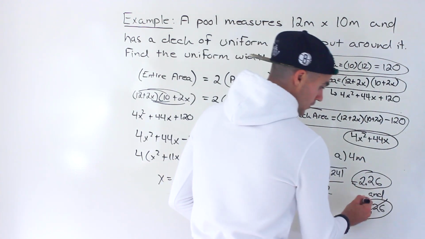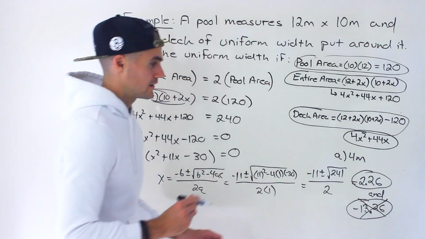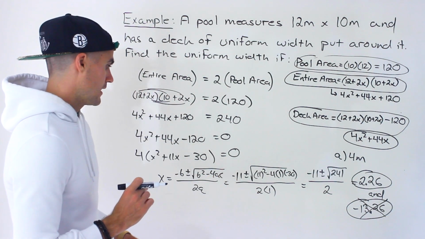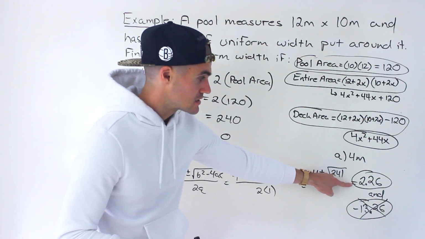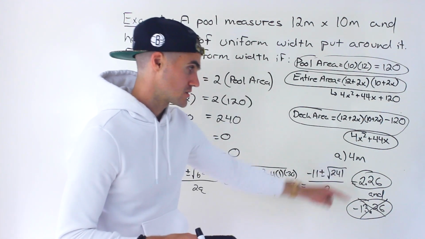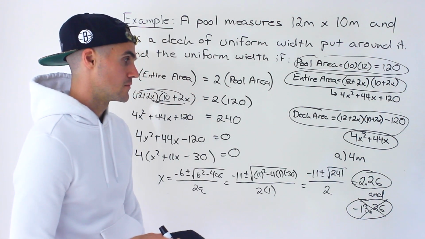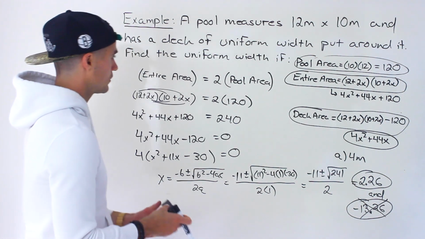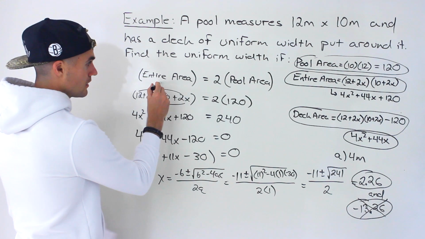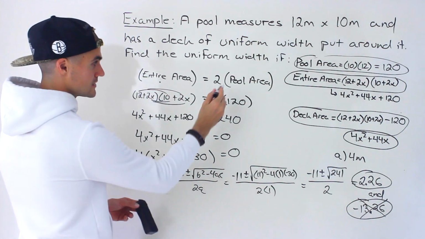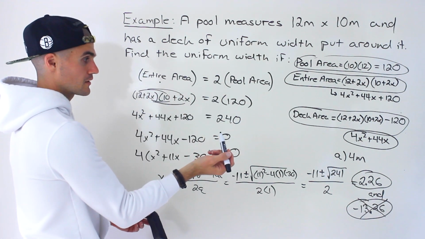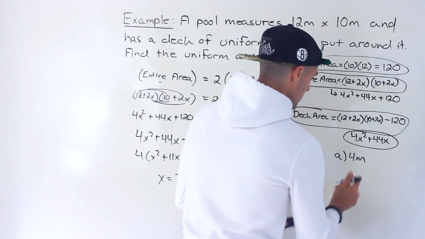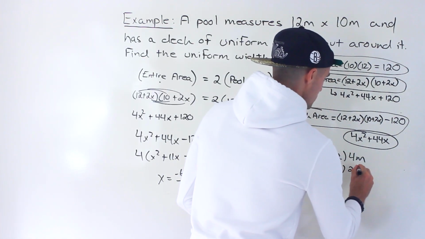But according to our word problem, we can't get a negative value, right? Because x represents the width of the deck. And so the answer in this case is 2.26 meters. That's what the width of the deck is going to be in this particular case, where the entire area, which is the pool and the deck, is just double the pool's area, like that, right? So the solution for part B is 2.26.